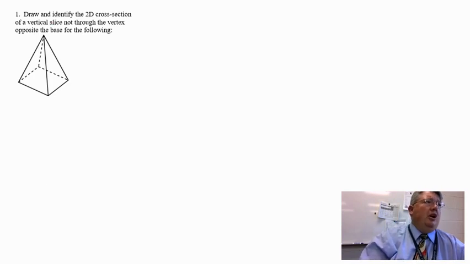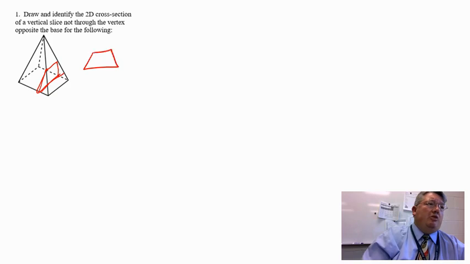So draw and identify the 2D cross section of a vertical slice not through the vertex opposite the base of the following. So here's the base, and this is the vertex opposite the base. It's talking about a cross section that goes through there. If it did that, it would come up the sides and make a shape like that. It would be a trapezoid. That's all it's talking about. A trapezoid. Cool.